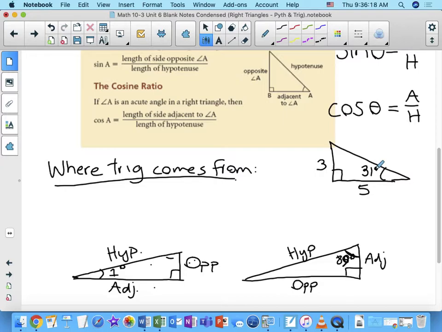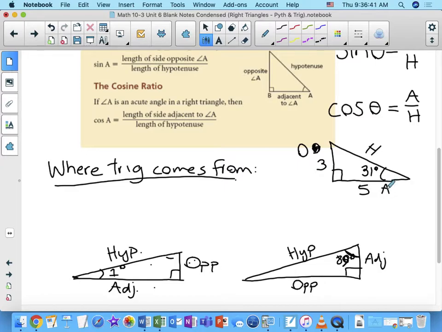It's up here. Yep. Okay. Which side is the opposite side? Yep. The 3. Right there. Not that. Opposite. And which side is the adjacent side? The 5, because it's next to the angle but not the hypotenuse.